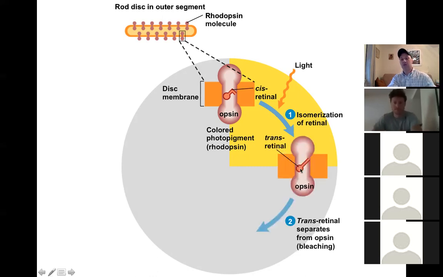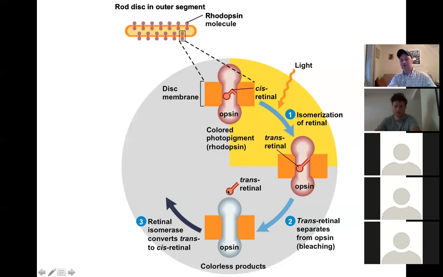So here's our opsin, here's our trans-retinal, and what happens is the longer you were staring at that light, I said 3 seconds because I didn't want you to go blind and lose your ability to pay attention for the rest of class. That trans-retinal structure is what we're calling photobleaching. You're literally bleaching the ability for more light to be collected onto those photoreceptors.